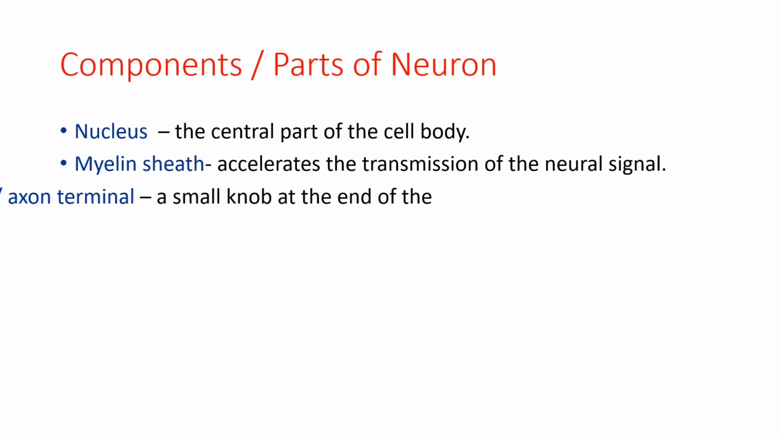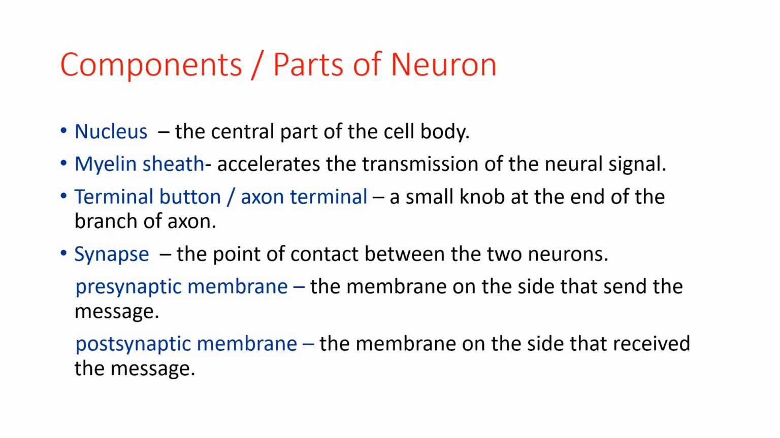So the next component is nucleus. Nucleus is the central part of the cell body, the one that I have pointed a while ago. Next, we have myelin sheath. It accelerates the transmission of the neural signal. Ang myelin sheath ay located sa axon. Ang function niya, pinapabilis niya yung pag-travel ng neural impulses to the brain in terms of emergency.